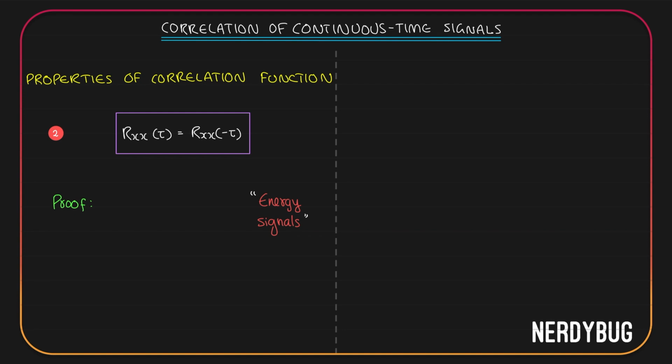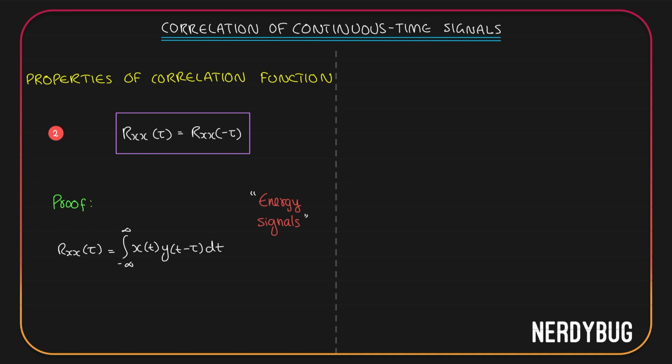The next property we have to prove is for autocorrelation. We have to prove that Rxx of tau is the same as Rxx of minus tau. We'll prove it for energy signals. Autocorrelation of x of t, Rxx of tau, is defined like this: integral from minus infinity to infinity x of t y of t minus tau dt. Here we have shifted y of t towards right and kept x of t like that.